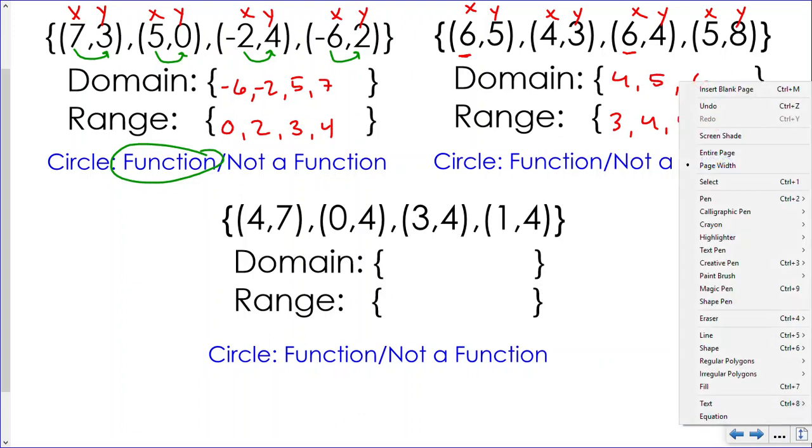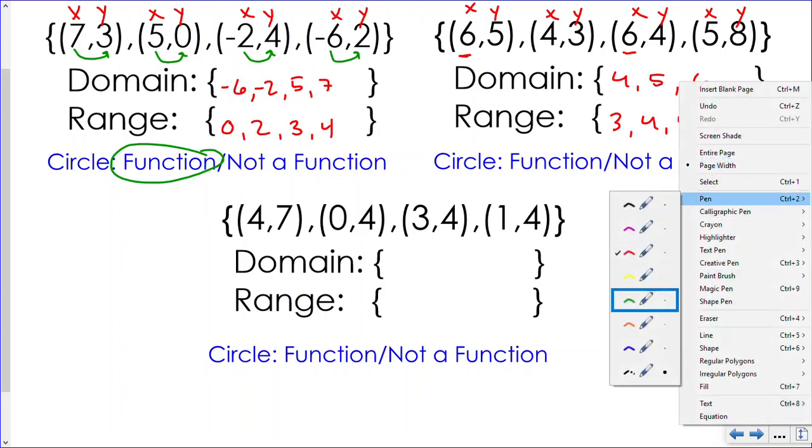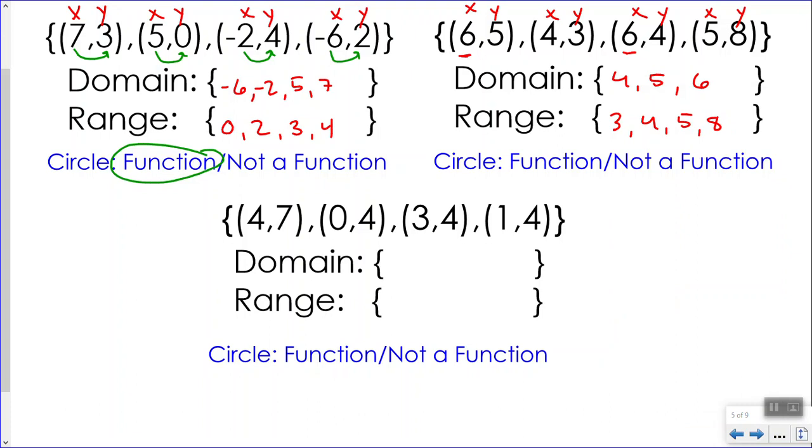And now I want to figure out whether this is a function. So the first thing I look for is repeated x values. And again, we've used 6 twice. If this is a function, every time I substitute in 6 for x, I should get the same number back. So the first time we plug in 6, we get 5. Second time, we get a y-coordinate of 4. So this means this is not a function.